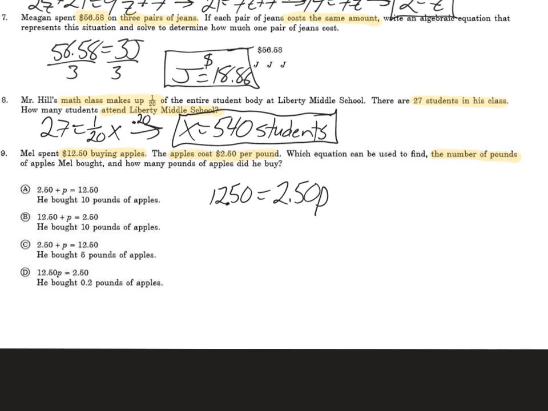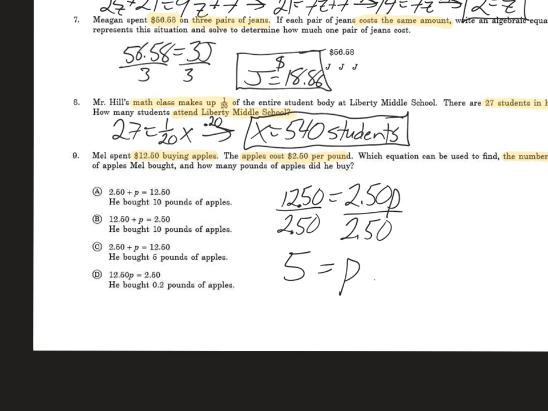Oops, where did my pen go? There we go. We're going to divide both sides by 2.50. So P equals 5. Looking at this, there's only one that has 5 pounds. I messed up and put a plus sign. This should be a multiply sign. So the answer should be C.